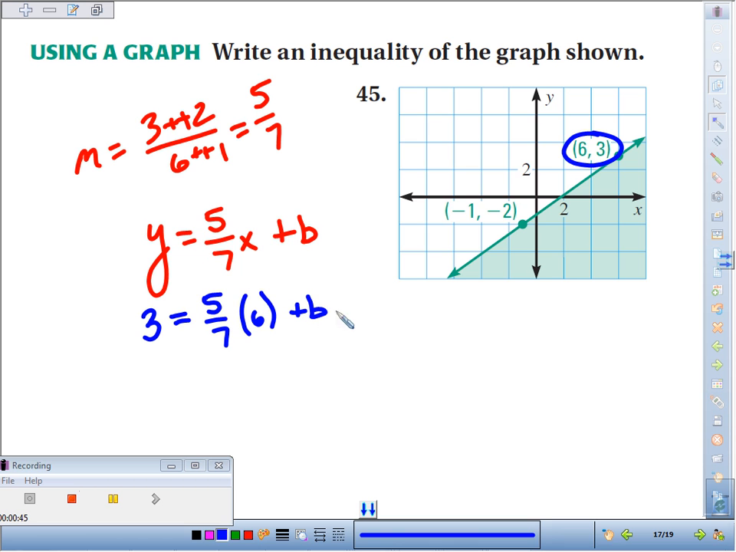Now when we solve for b, it looks like we should get about negative 0.75, somewhere in that region, just as kind of a check. 3 equals 5/7 times 6. That is going to be 4 and 2/7. So 3 equals 4 and 2/7 plus b.